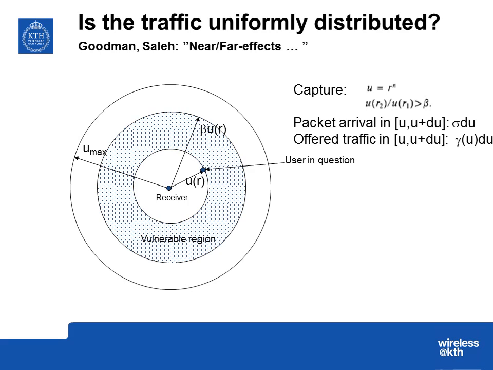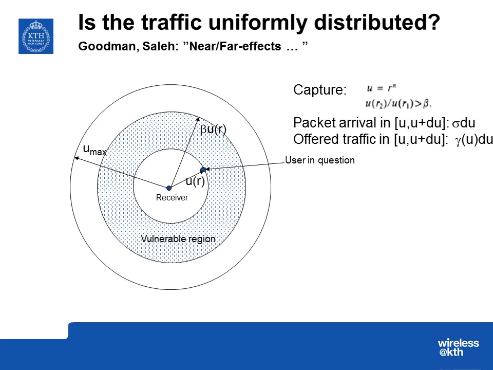And with this variable transformation, we can see that if the ratio between u of r2 and u of r1 is larger than beta, beta is our capture ratio here, then we have a successful transmission. So in the example we can see that if we have a user in question at u of r, that transmission will be successful if the other potential transmitters are outside the annulus with the radius beta u of r.